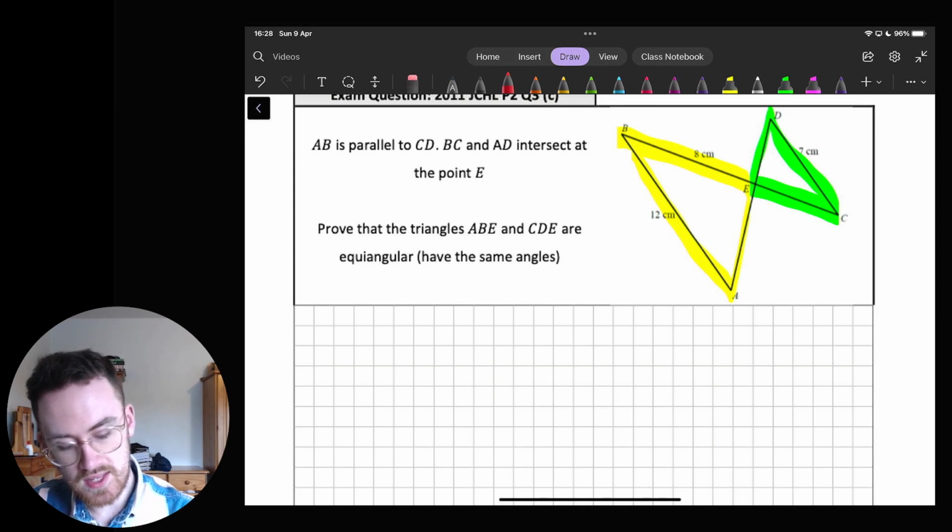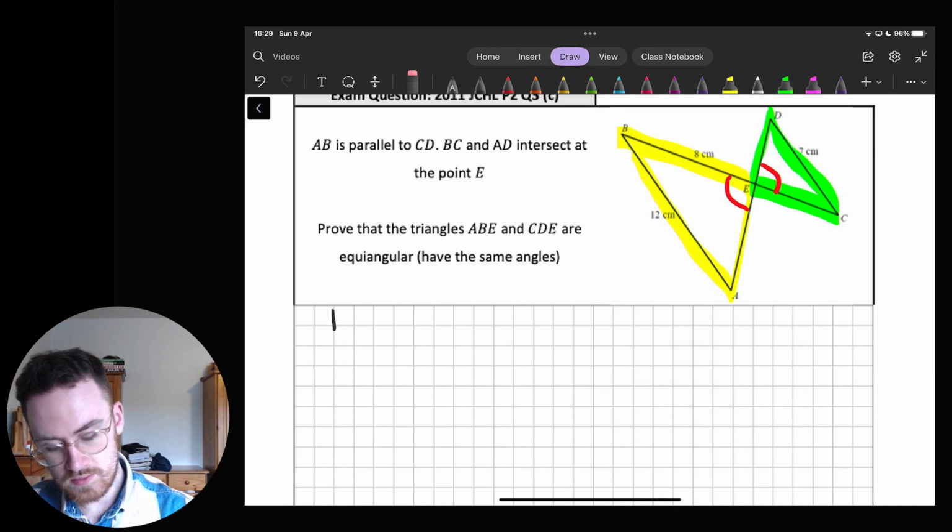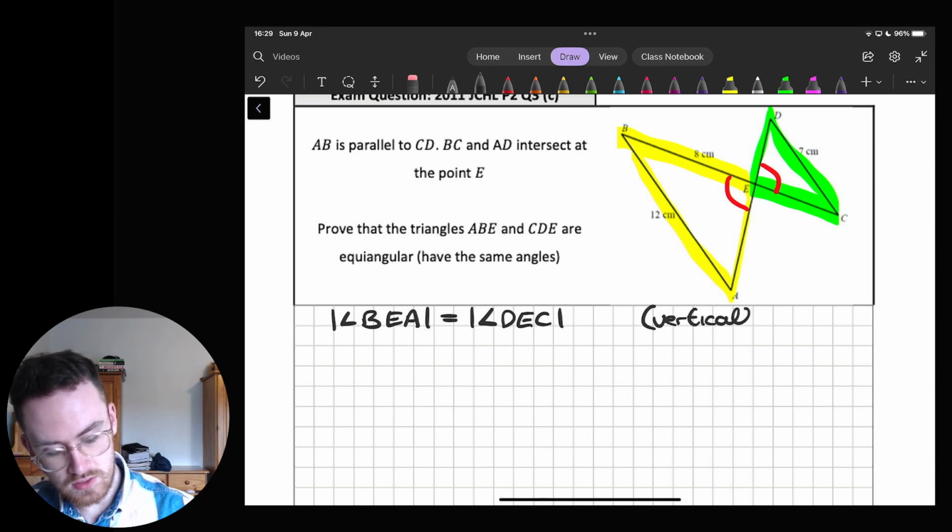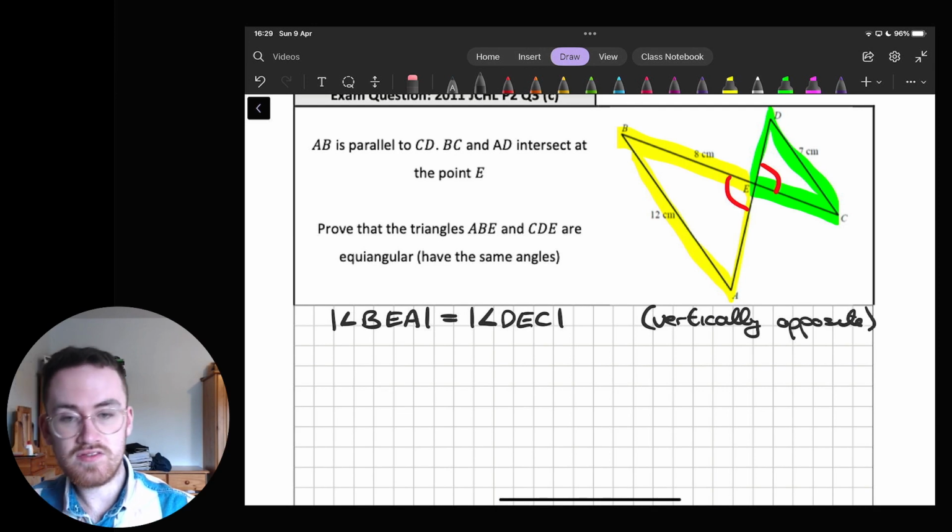So let's just pick one of the angles first. I'm going to start with angle E here. So I'm going to say that the size of angle BEA is equal to the size of angle DEC. And that is because they are vertically opposite. Those two I've shaded in red there are vertically opposite each other.